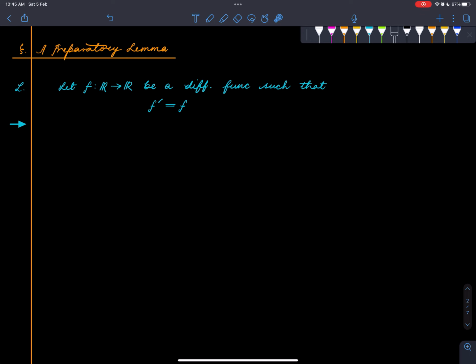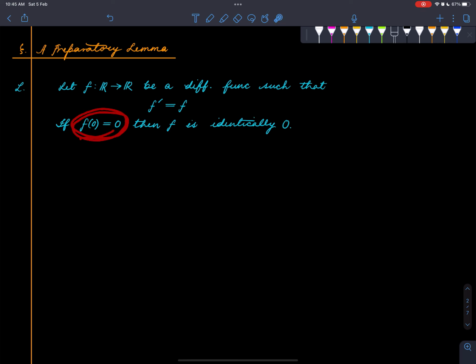Before I even define the exponential function, suppose we have a function which is differentiable and satisfies a very strange looking property: the function is its own derivative. So if you differentiate this function, you get the same function back. The thing that we will show first is that if this function takes the value 0 at 0, then this function is identically 0, meaning it takes the value 0 everywhere.